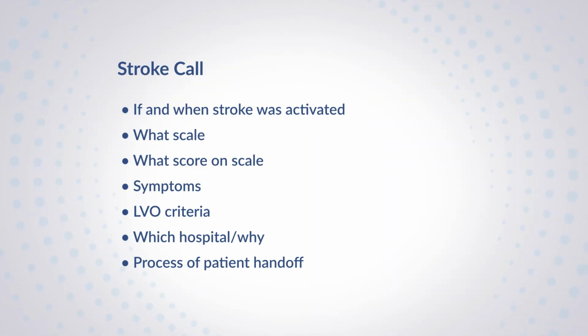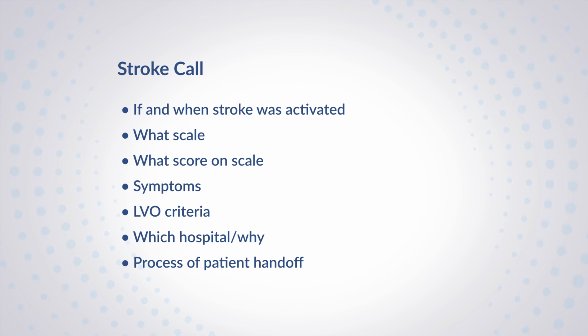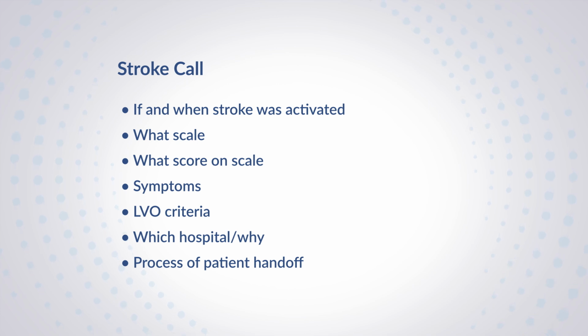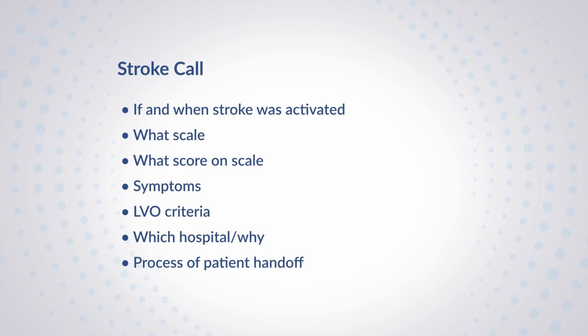In addition to your normal narrative and patient data, stroke call records should reflect a few additional things. If and when a stroke alert was activated, which stroke severity tool was used, what the score was, a description of the symptoms present, whether LVO criteria existed within the scale, how the hospital was chosen and communicated with, and the process of the patient handoff.